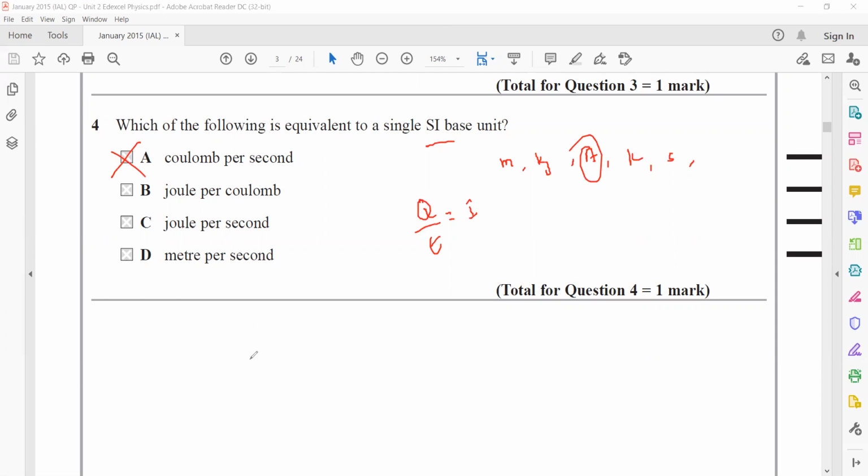Joules per coulomb, because voltage is work done per unit charge, so joules per coulomb represents voltage. The voltage unit is volt. Joule per second, energy or work done in unit time, is equal to power, so that unit is watt. Meter per second is equal to speed or velocity.